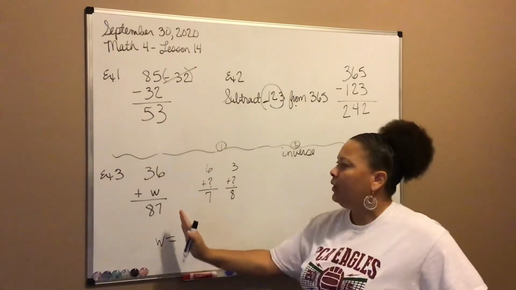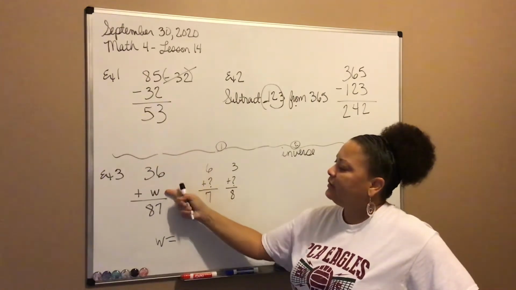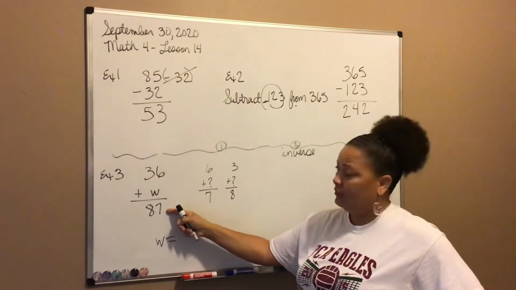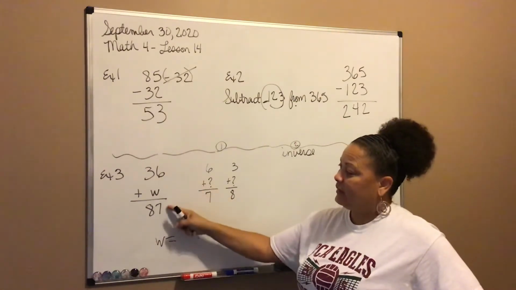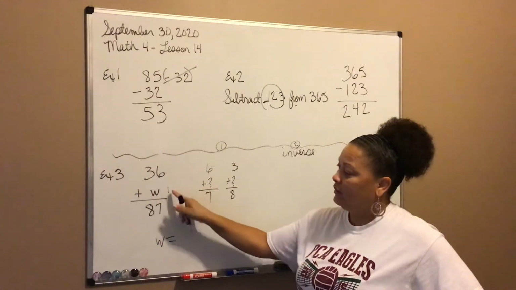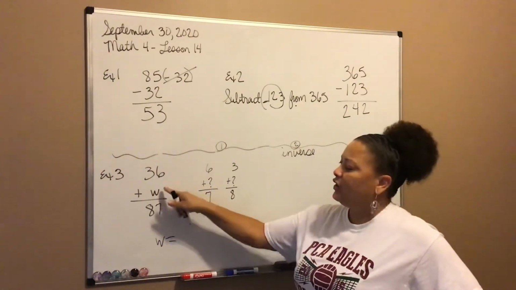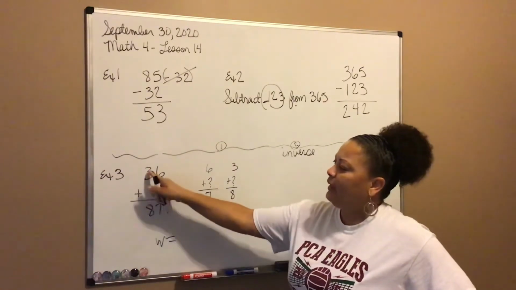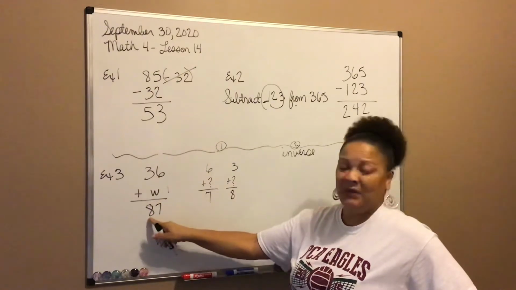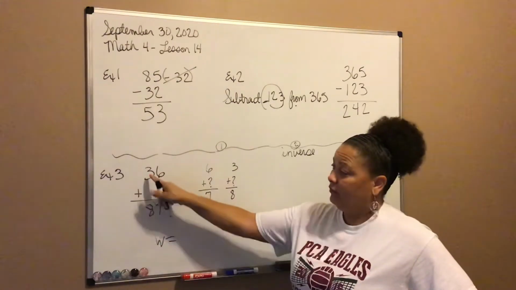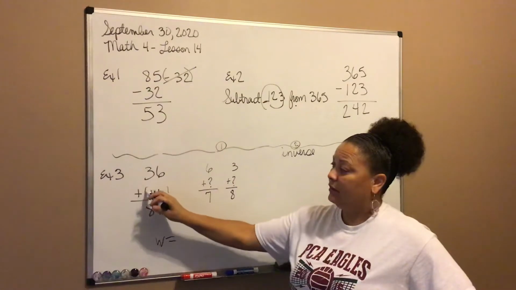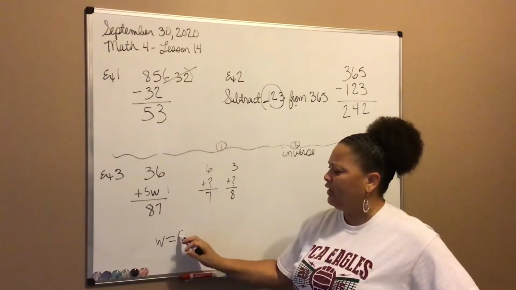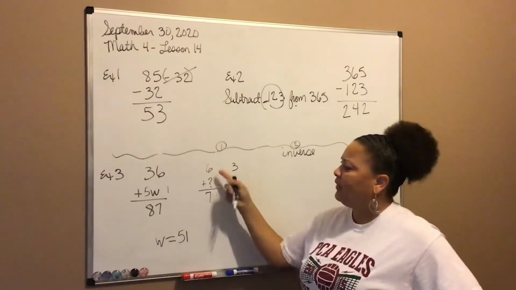So the book suggests that because we start adding and subtracting from the back and move forward, it starts with 6 plus what number would give me 7? Right? And so we know that 6 plus 1 is equal to 7, right? So we can assume that a 1 would go in this place. And then here, 3 plus what number would give me 8? 3 plus 5 would give me 8. So I could assume that W would be equal to 51 based on this process.